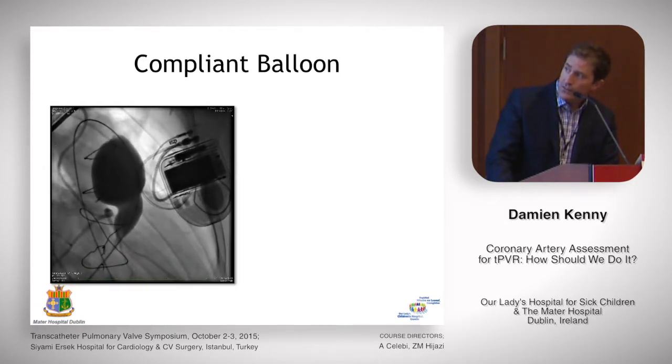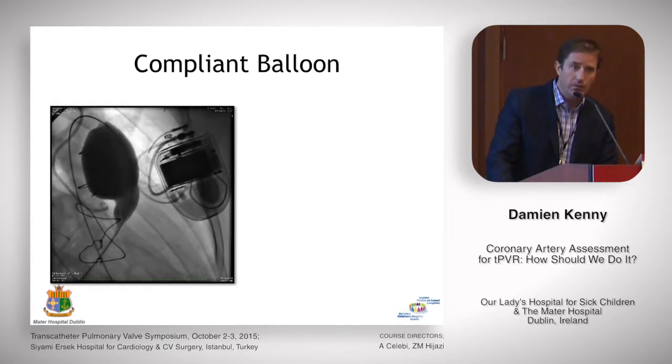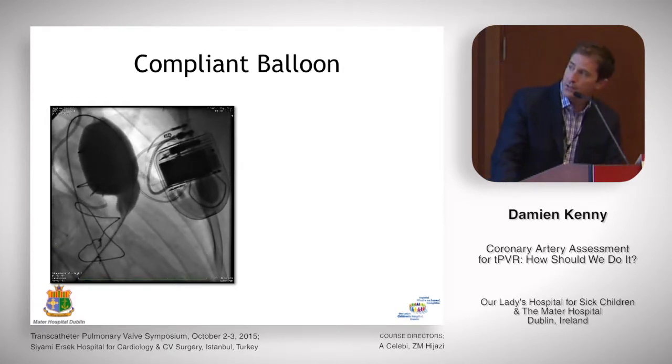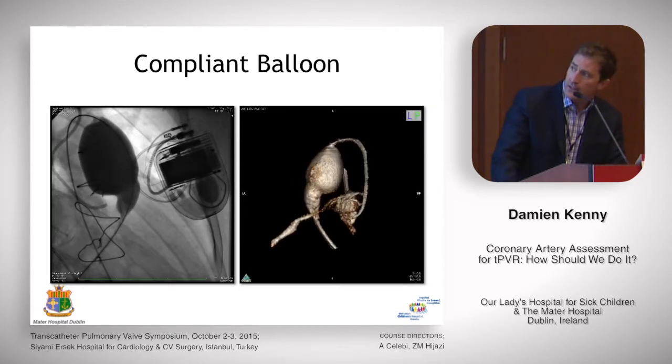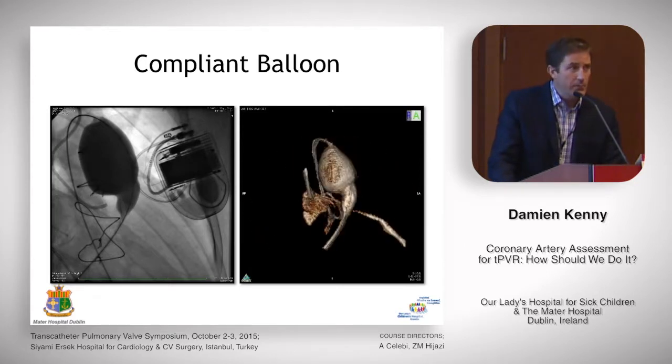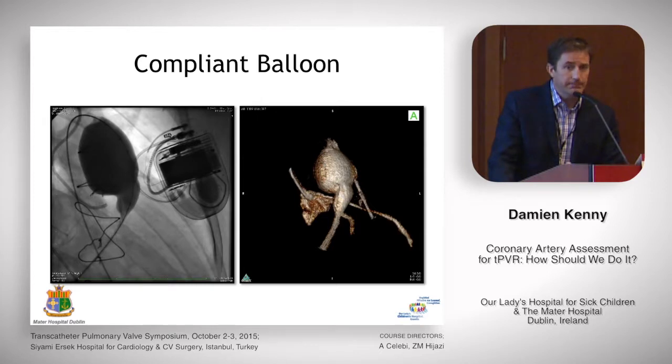So this is actually a congenitally corrected transposition patient who'd had an anatomical repair with a heavily calcified conduit, as you can see. And this is a compliant balloon testing and a selective left coronary. How many people would proceed with this based on this? How many people would not proceed? So nobody would do anything.